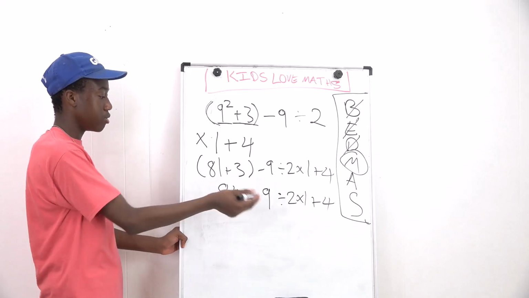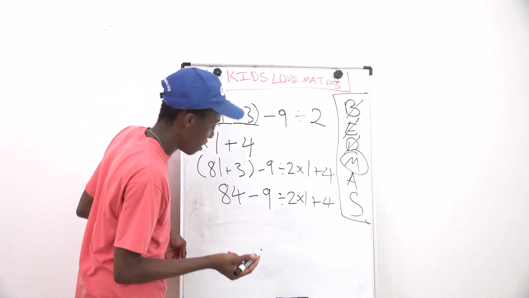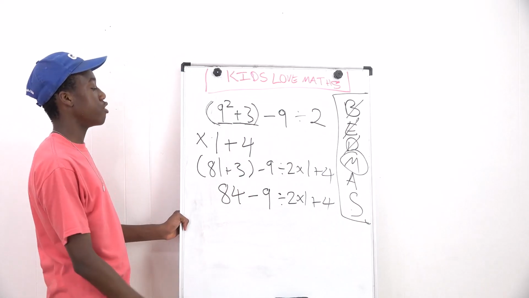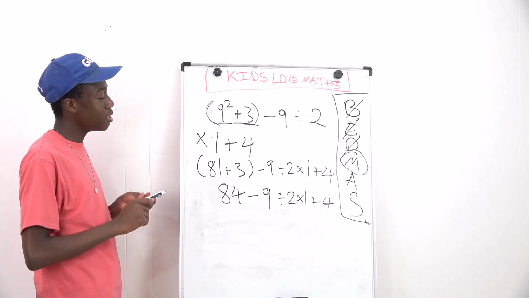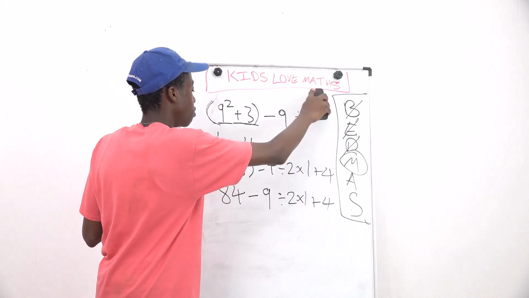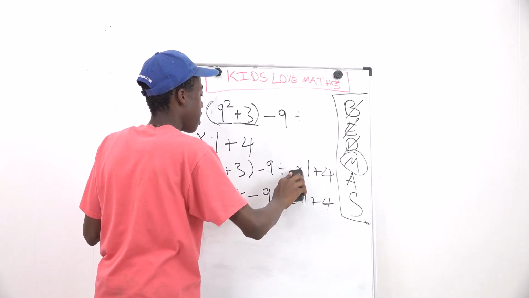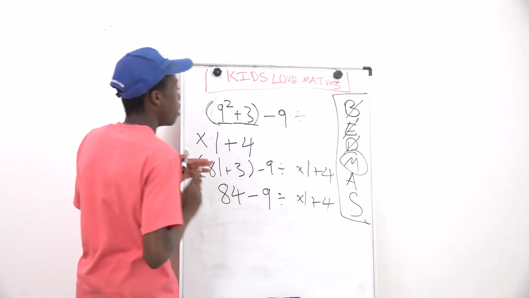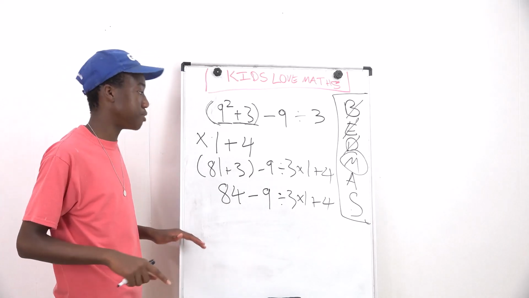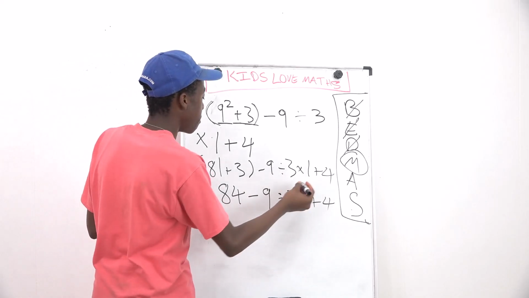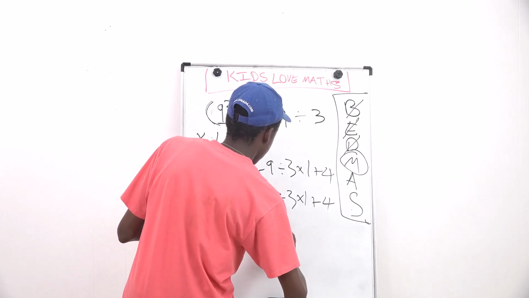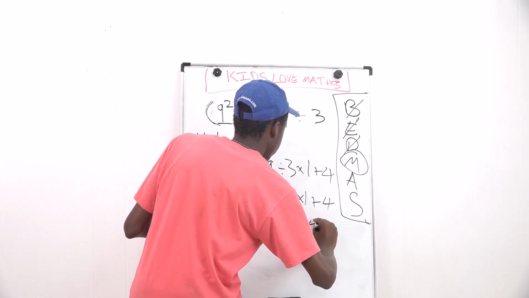Now, we can't do 84 subtract 9 because in the rules of BEDMAS, subtraction is last. So, we have to do division. Since this one is kind of wrong, I will switch the 2 to a 3 because we do not want any decimals, as we are not ready for that yet. So, erase the 2 and put a 3 to make sure that we can do this easily. Now, we do 9 divided by 3, which gives us 84, subtract 3, times 1 plus 4.